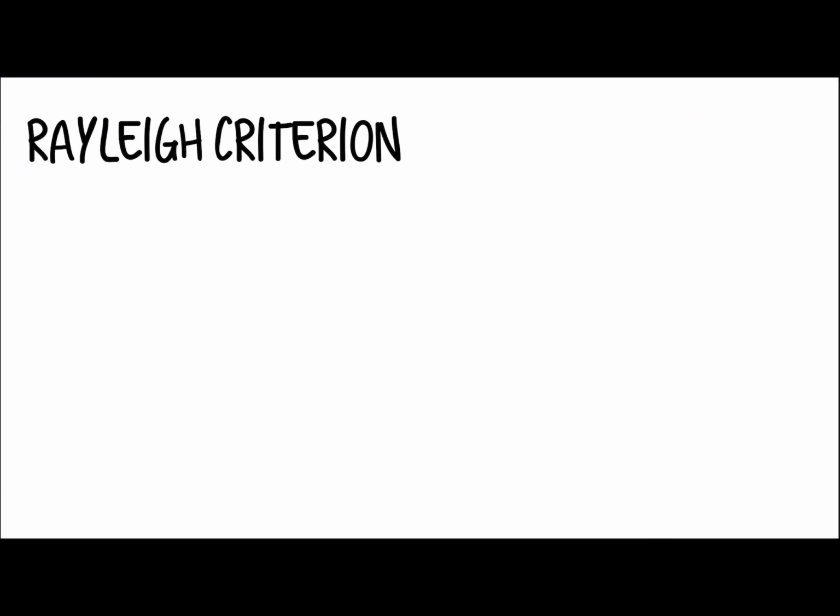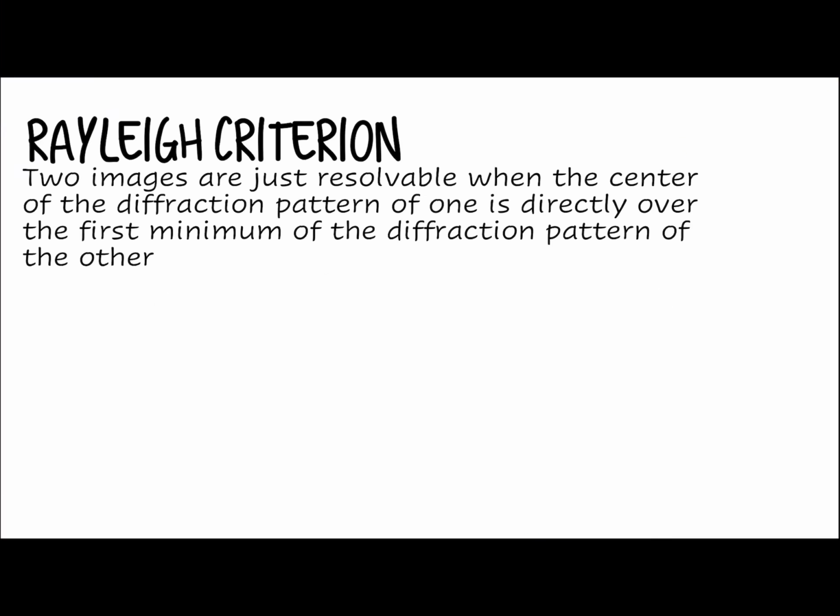So the Rayleigh Criterion says that two images are just resolvable when the center of the diffraction pattern of one is directly over the first minimum of the diffraction pattern of the other. And whoa, lots of words, but we're gonna break it down. So two images, and then resolvable, and then center, and then diffraction pattern, and then first minimum. And yes, those are the important ones.